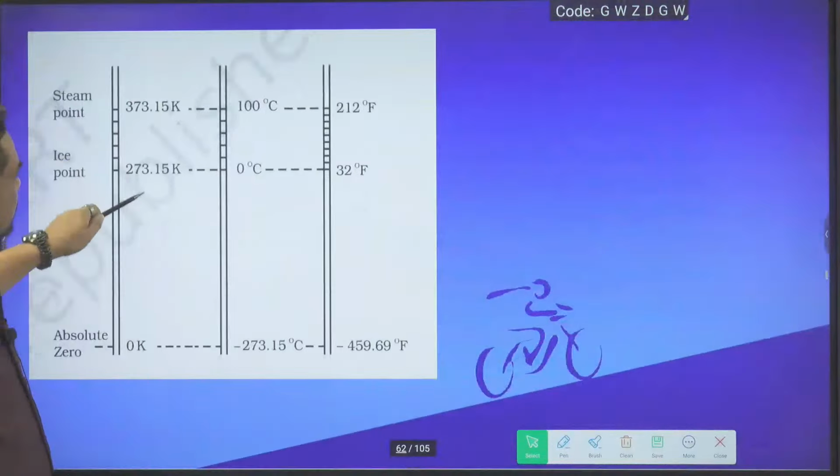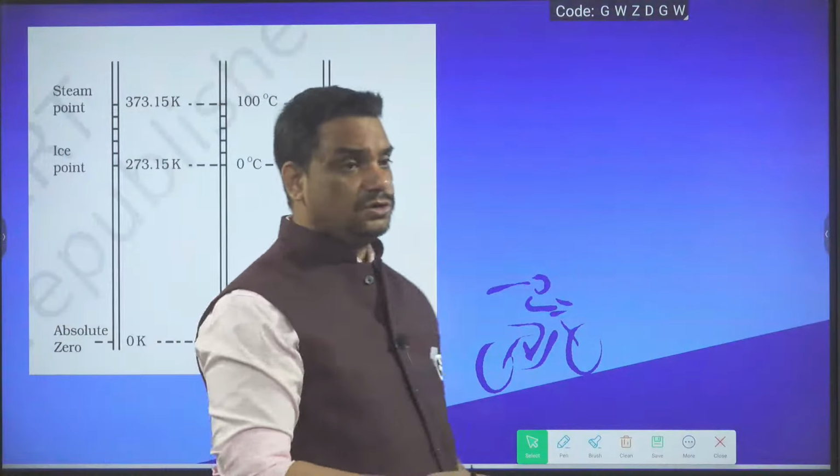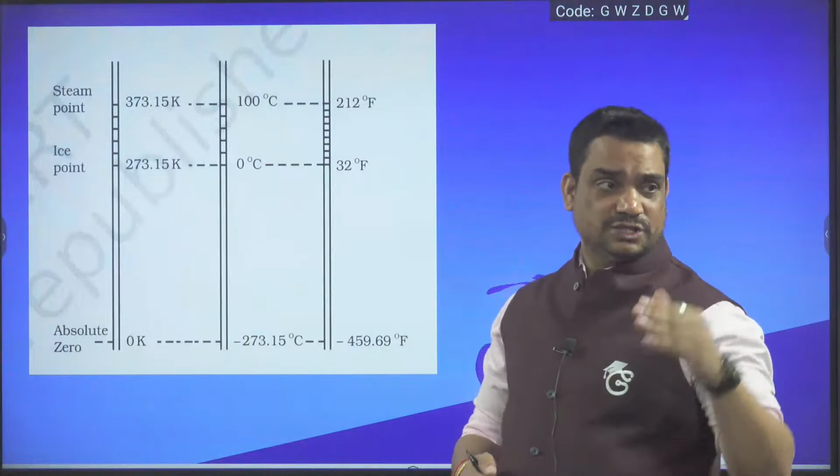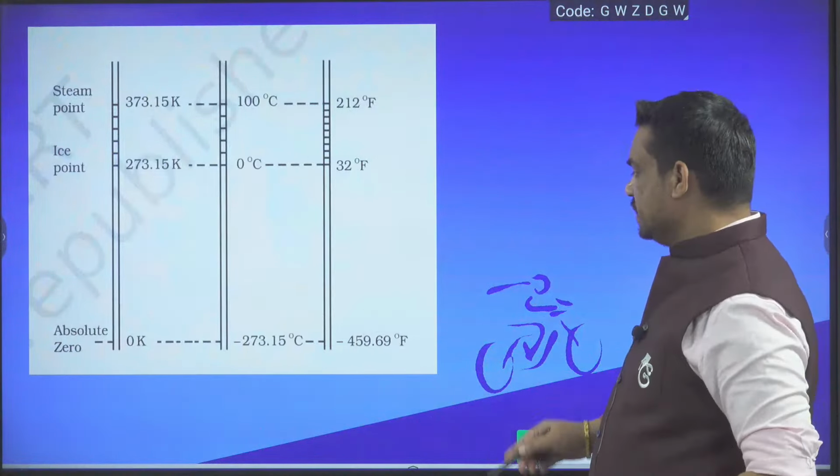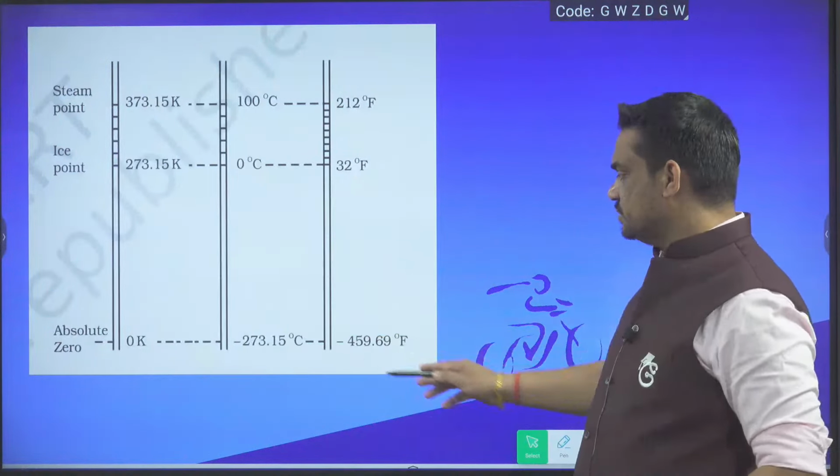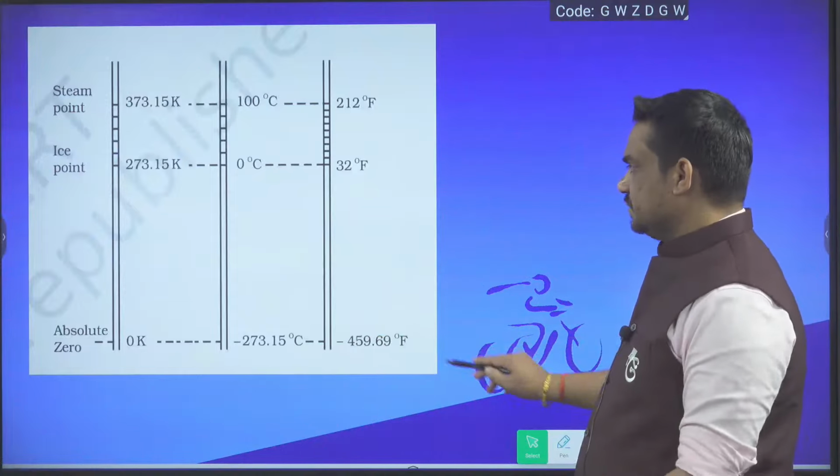Now here we have this scale that you have to remember already. You know, in this one, what are the ice point and the absolute zero? Absolute zero, you need to know, 0 Kelvin here, 273.15 here.